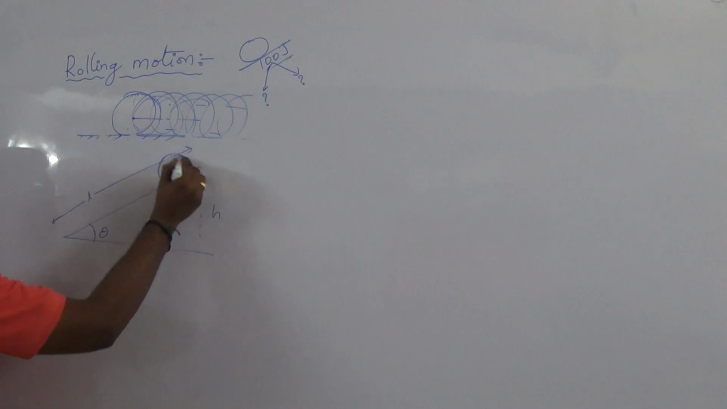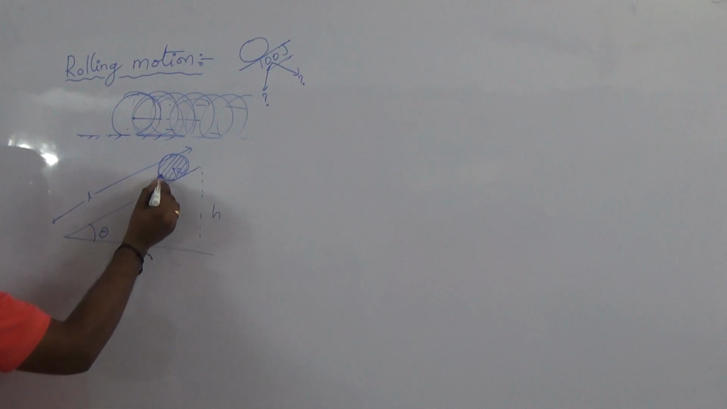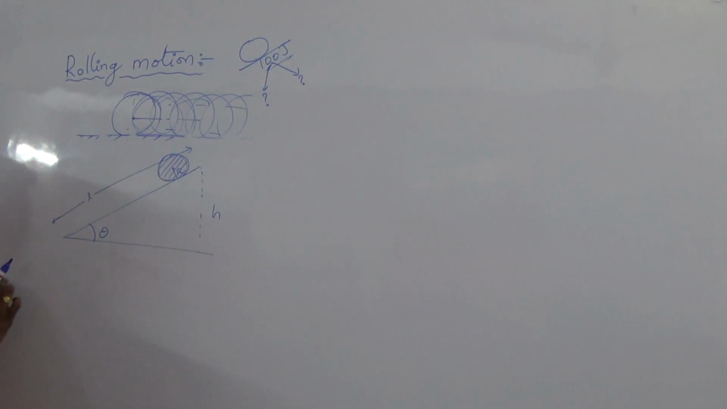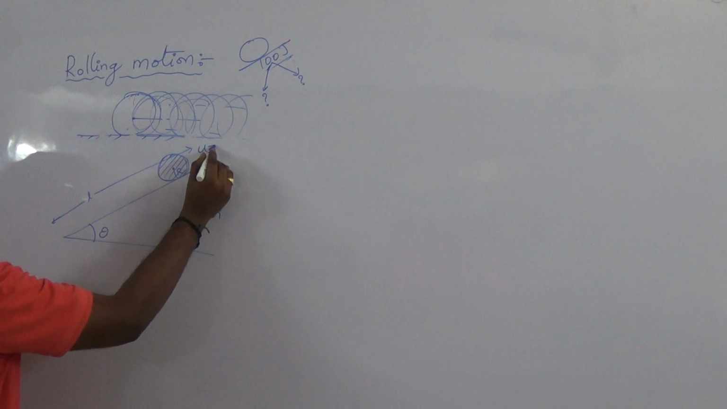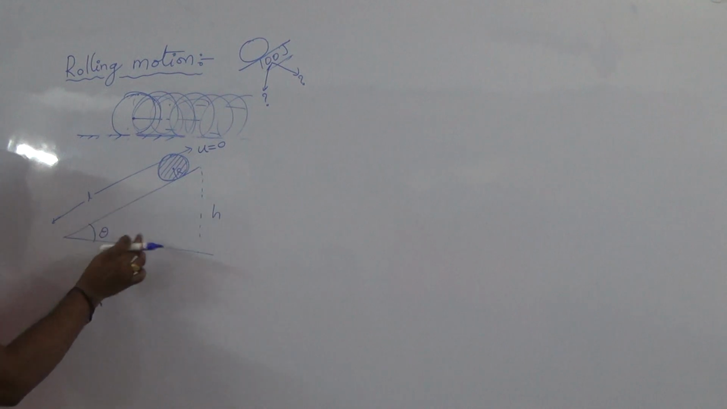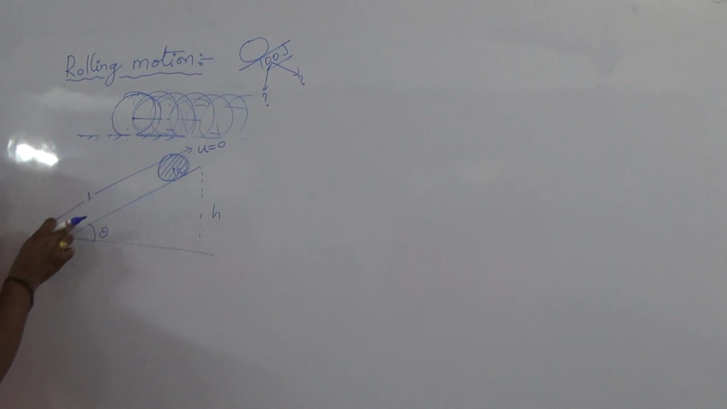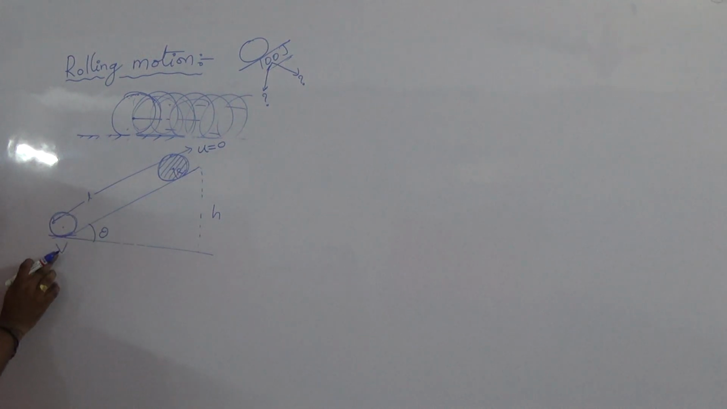Now, a body of mass m and radius r is in rolling motion on an inclined plane. At the start, the body is at this position, so we take the initial velocity as 0. As it moves downward, the height of the body from the ground gradually decreases, and its velocity gradually increases. When it reaches the bottom, let the velocity of the body there be v. Now, what is the velocity of this rolling body when it reaches the bottom?